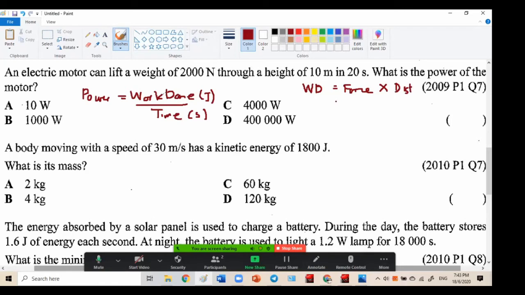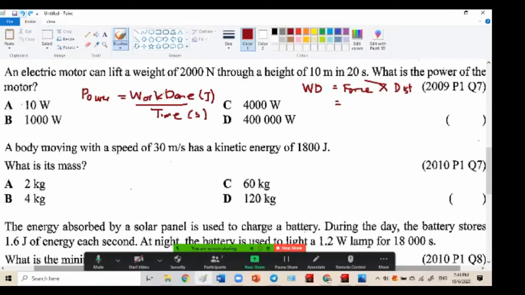Okay, so what is the force? Come help me, we do together. What is force? Okay, wait, let's do together. You teach me. Well, I need to find power.